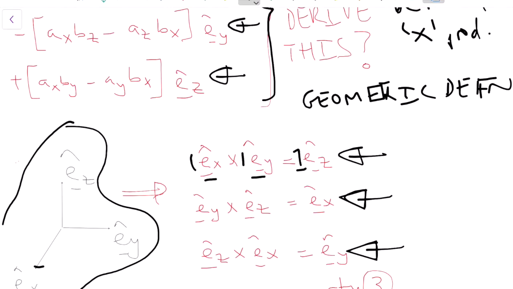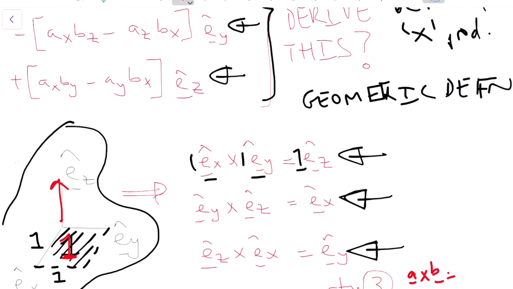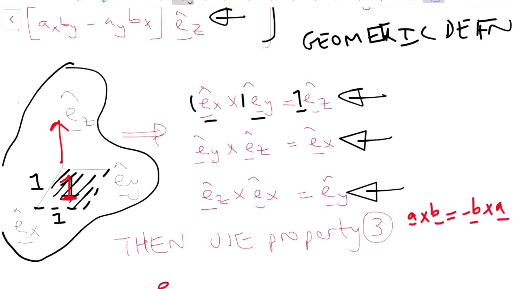So in a sense, you can form this square of side 1, this is area of 1 again, so let me draw it in red, 1, and the vector points in this direction, EZ. And then using property 3, which is A cross B gives minus B cross A, we can see that, for example, EY crossed with EX would give minus EZ.